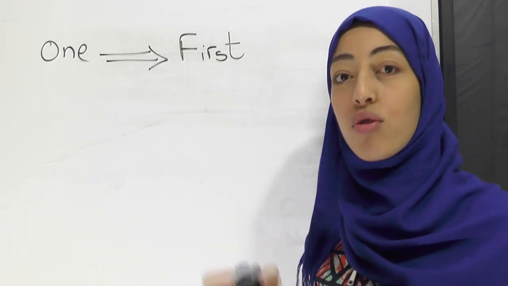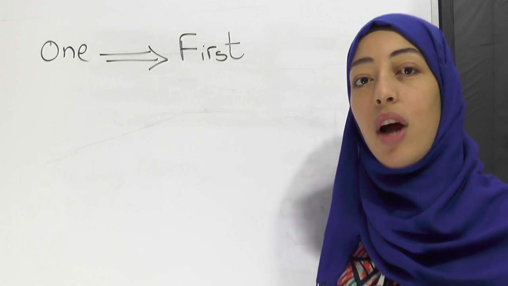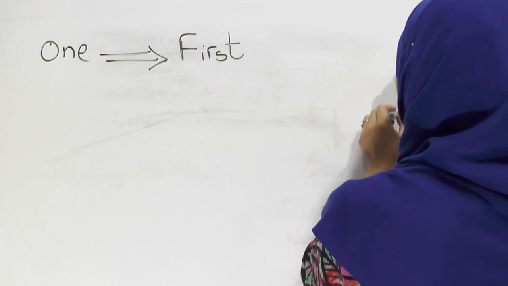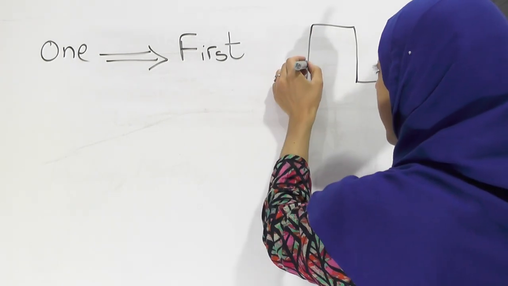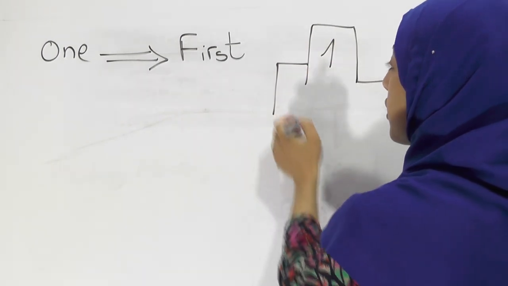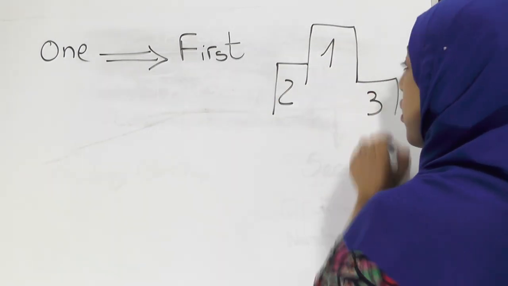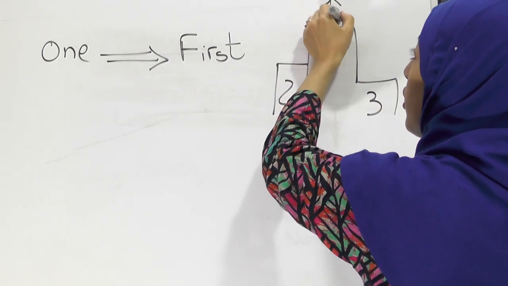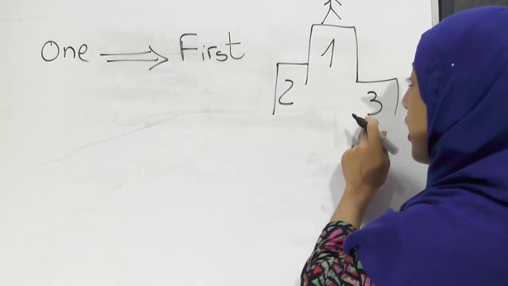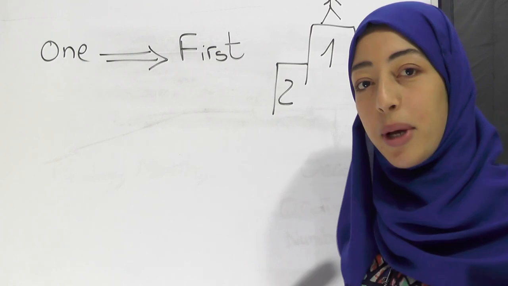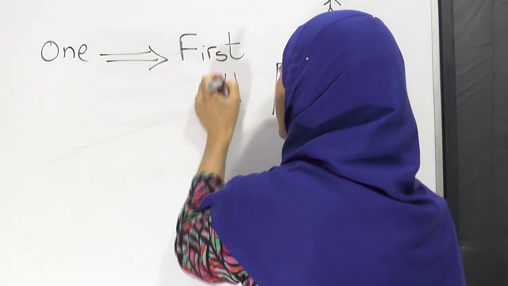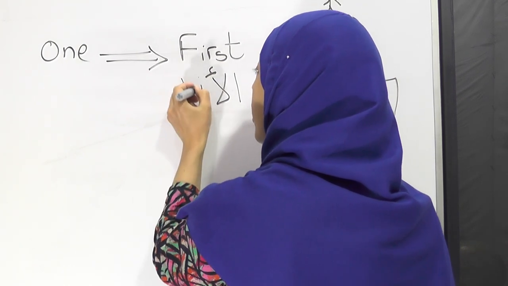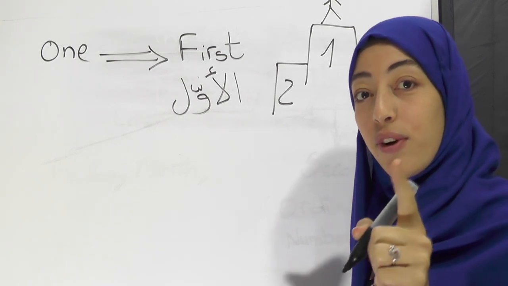A race. People are running. Who is going to arrive the first? And there is someone who will arrive the second. They put them like this. The first, the second, and the third. Can you imagine with me? The first is the one who arrived first. This is the second and this is the third. First in Arabic, you write it Al-awwal means first, okay?